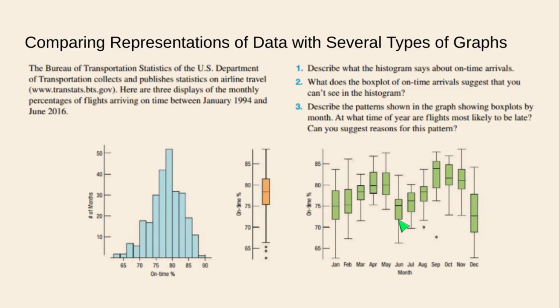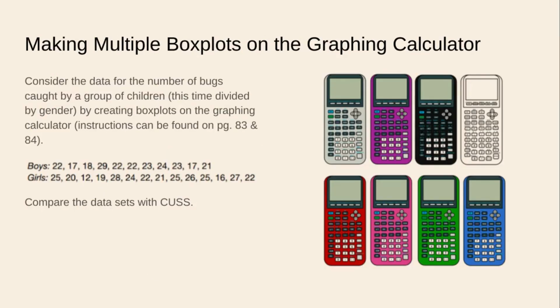What's going on with June? Well, 2 words. Summer break, all right? Summer break is happening in June. Everybody wants to get out for a vacation. People just cannot wait. And then again, you see some lower percentages of being on time. All right, so things happen throughout the year and our data are testament to that.